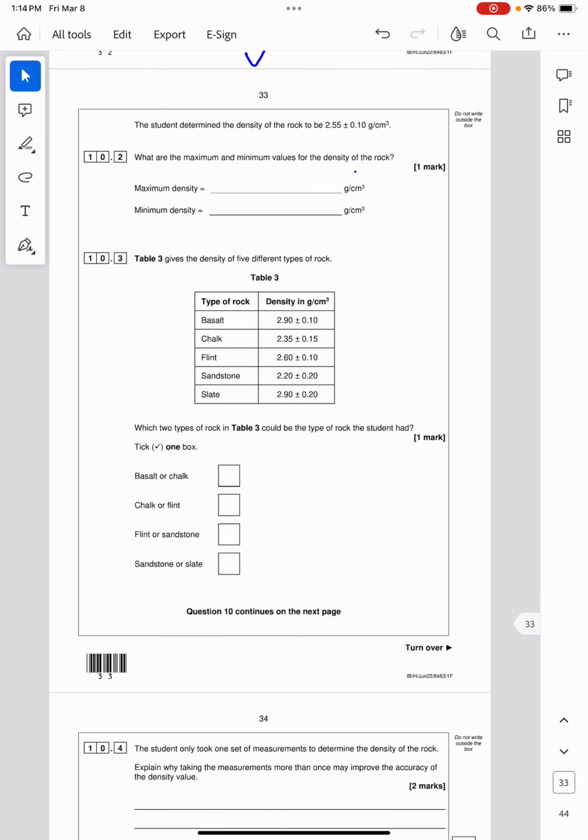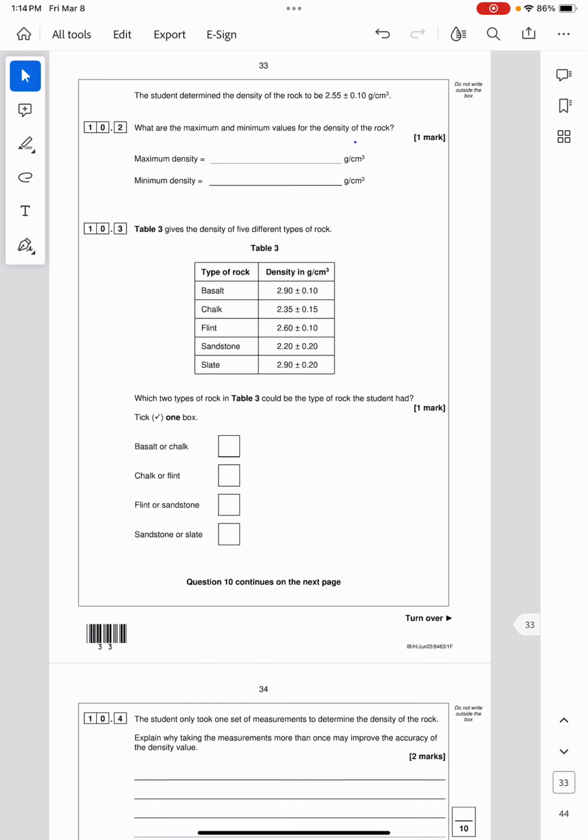So here, the student determined the density of the rock. Now, he told you, like, now they know it. The density of the rock is known, which is this. It is 2.5 plus minus 0.10.